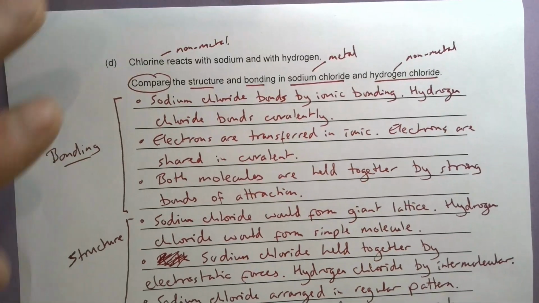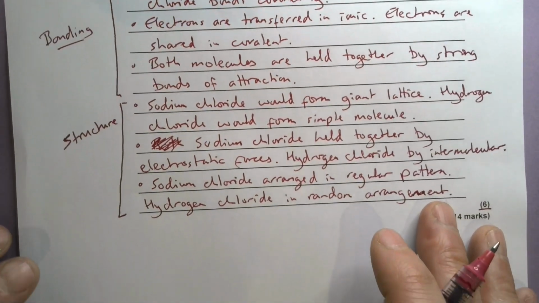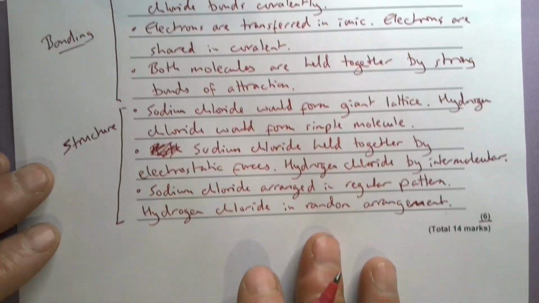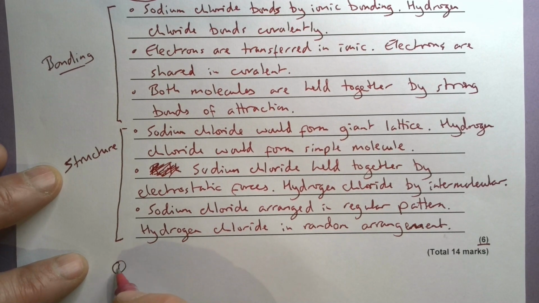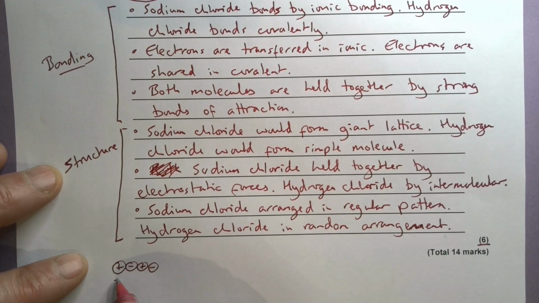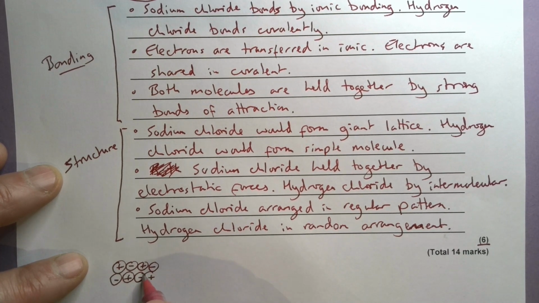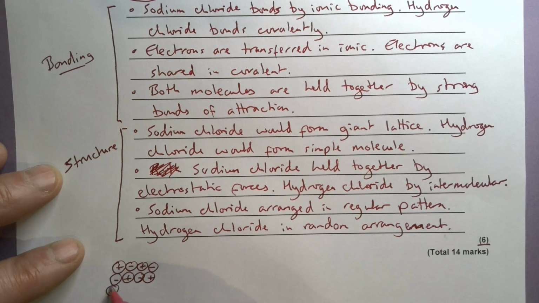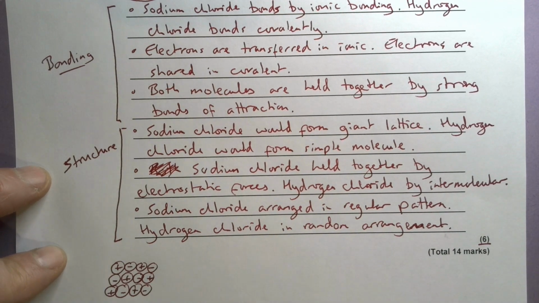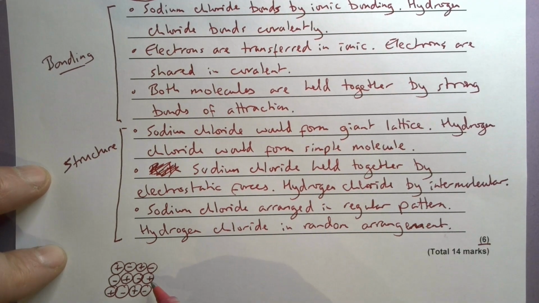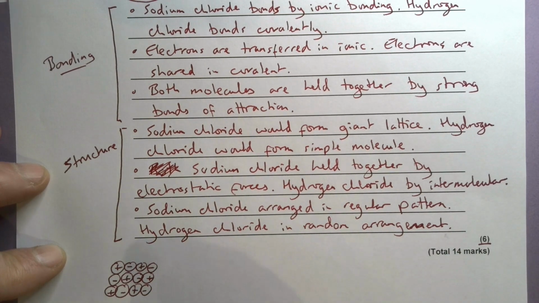Okay, so what I mean by that, oh sorry, I've just filled up the page. So what I mean by that is, in terms of sodium chloride, you have positive ions, negative ions, positive ions, negative ions, and you'd end up with this giant lattice shape like this, where the positives would be the sodium, the negatives would be the chlorine, and you'd end up with a structure like that.